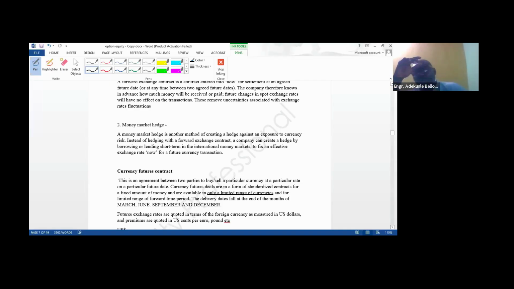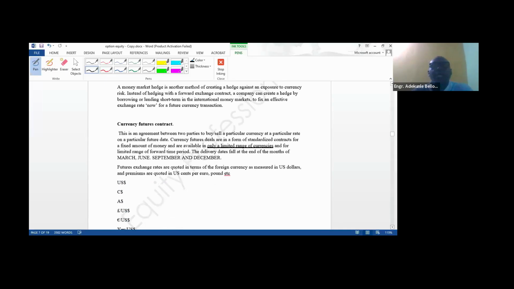Normally, once I finish explaining money markets, I like to put a question to it. But with these 15 minutes remaining, you cannot address any question again. But please note, for money market hedging, it is either you are borrowing money to hedge, or you are lending, or you are making investments. All right.